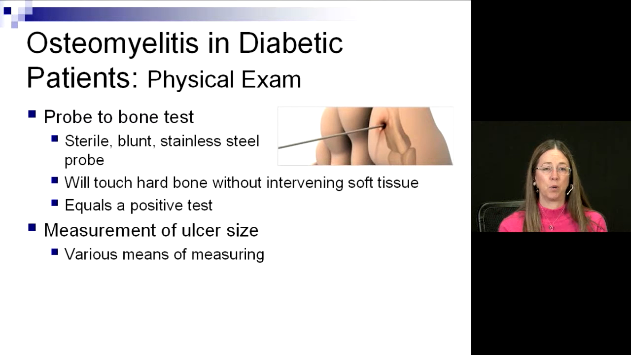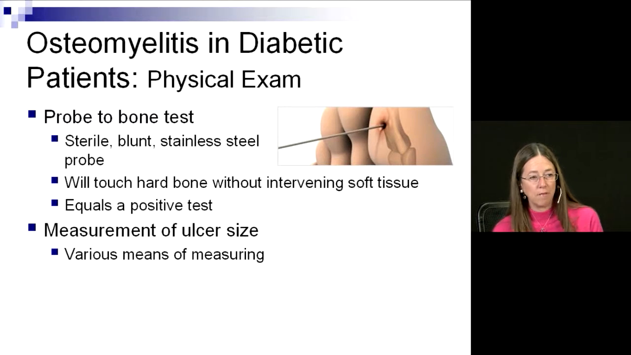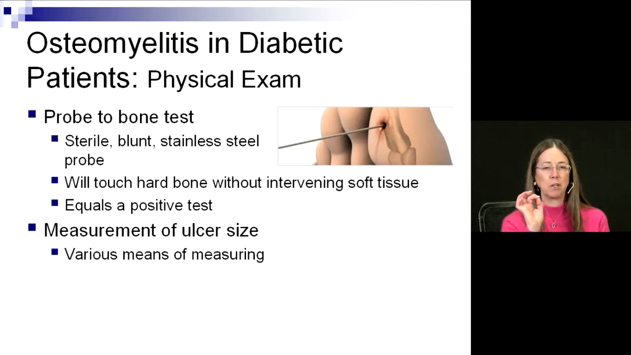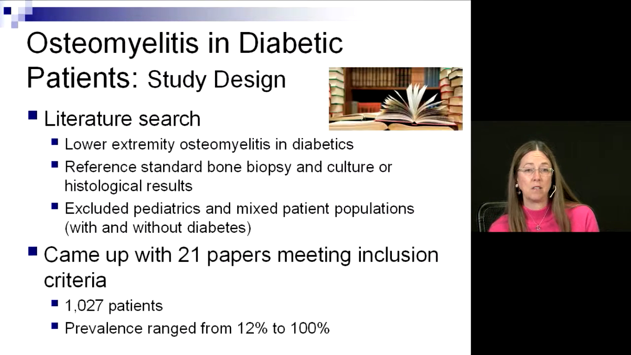That's called a positive probe-to-bone test. It's meant to be with something metal. But if you have a Q-tip, don't use the squishy part. You really want to make sure you're hitting something hard with something hard, and you can feel the difference. And then some people will say a bigger ulcer is more likely to be osteo, smaller ulcers less. These are all things at our disposal to determine whether somebody who's diabetic has osteo.